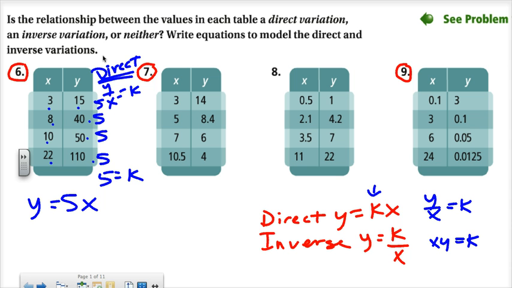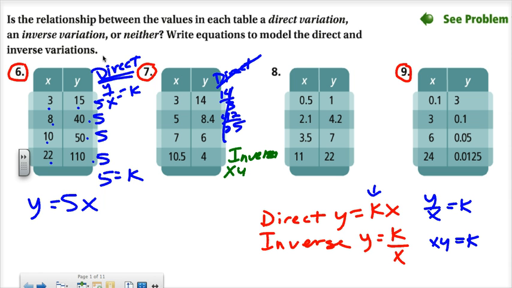I know it's direct. What should it look like? Number 7, I try direct first, and so I take 14 and divide it by 3, and I get 14 thirds. Then I take 8.4 and divide it by 5, and then you want to see what that is as a fraction, and that'll give you 42 over 25. And you realize that's not constant, so it's not direct. Direct did not work. Then we would go to inverse.